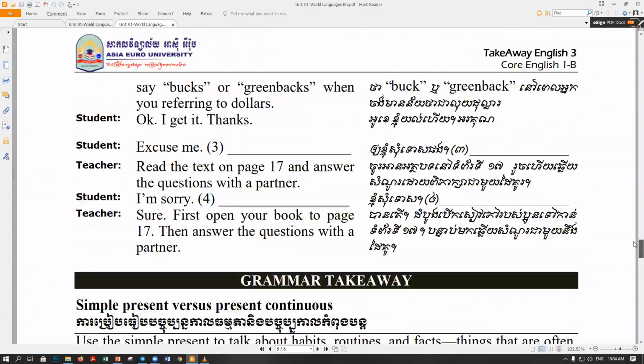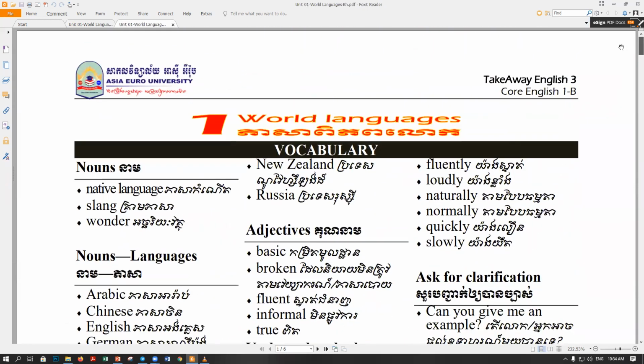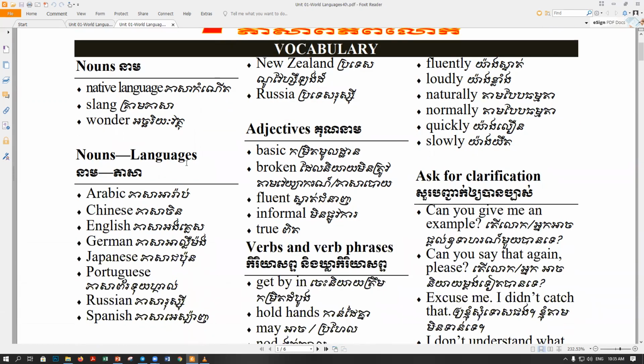Okay. So now look at vocabulary. I read for you the English language, and you read the Khmer language by yourself. Okay. So now look at vocabulary and listen to my pronunciation of the words. Okay, nouns: native language, slang, wonder. Okay, these are nouns about languages: Arabic, Chinese, English, German, Japanese, Portuguese, Russian, and Spanish.